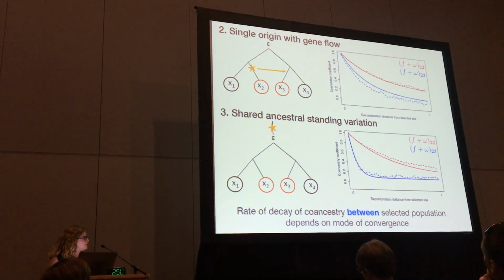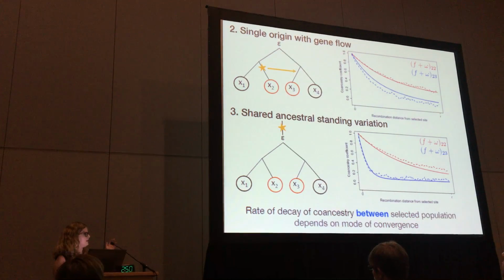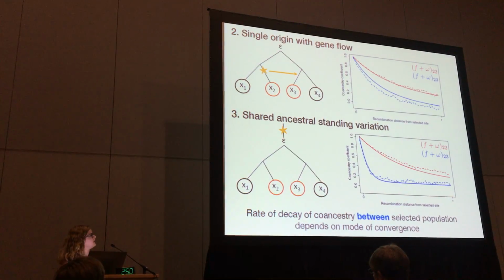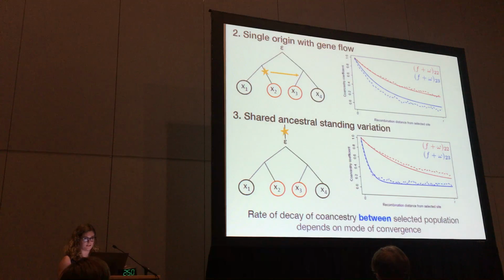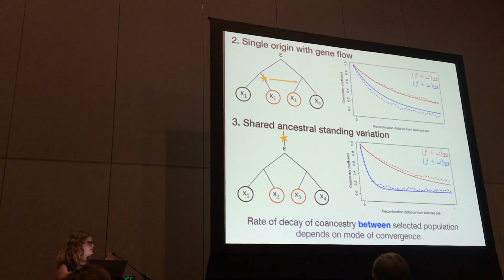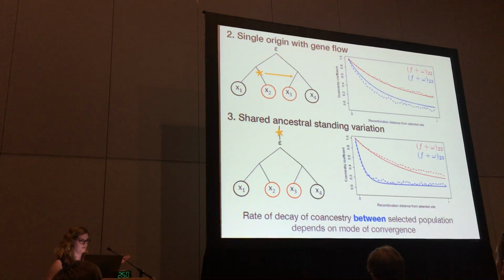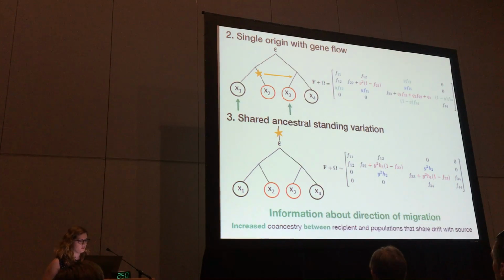The way that we can distinguish between these modes is that the rate of decay of this coancestry changes depending on which mode is happening. Particularly in the standing variation case, as the variant has been standing for longer in the two populations once they've been isolated from each other, there's more chance for recombination to occur, which decreases the probability of coalescing more rapidly as you move away from the selected site.